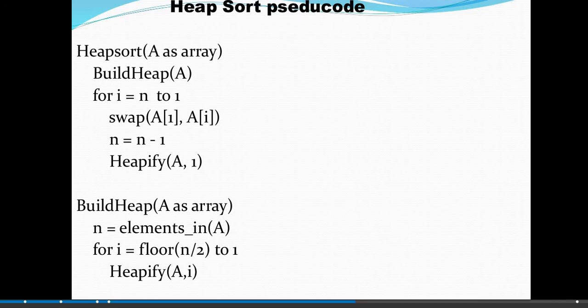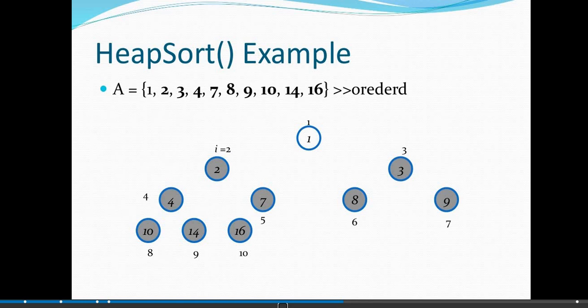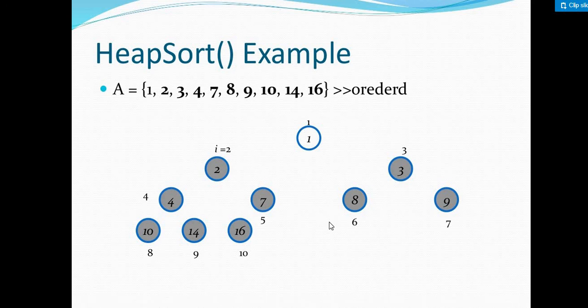So you can see this is the final answer. We are removing the elements: firstly we remove 16 from the top, then 14, then 10, 9, 8, 7, 4, 3, 2, and 1. So if we apply the Max-heap method, the sorting will be done in ascending order.